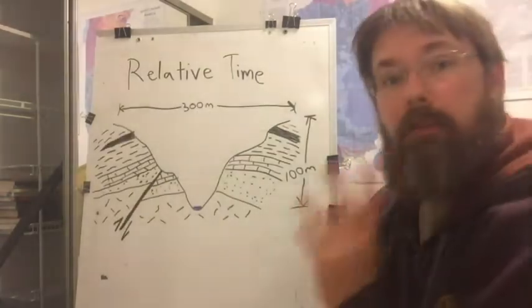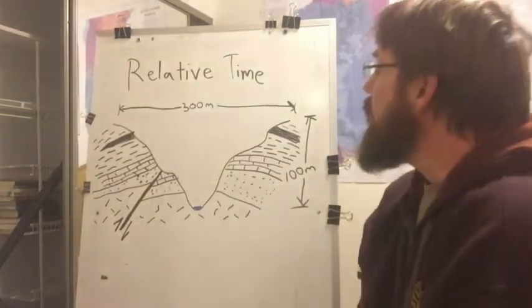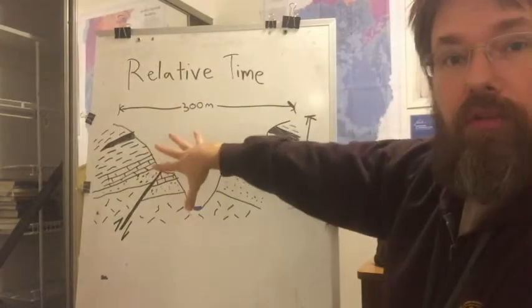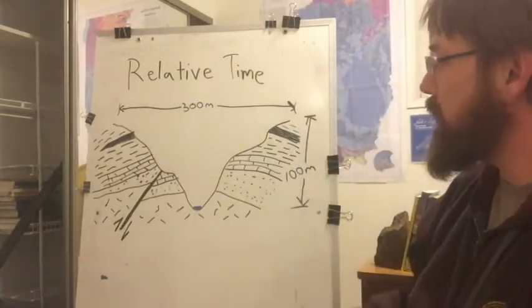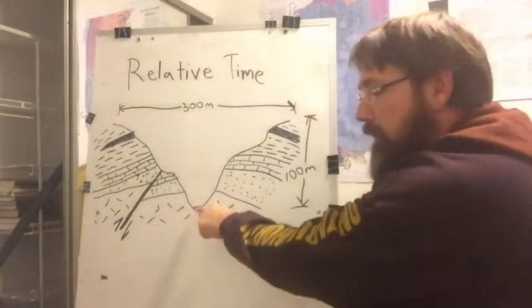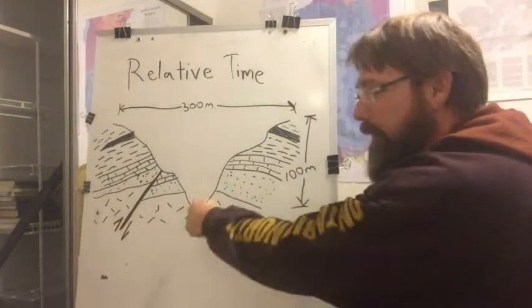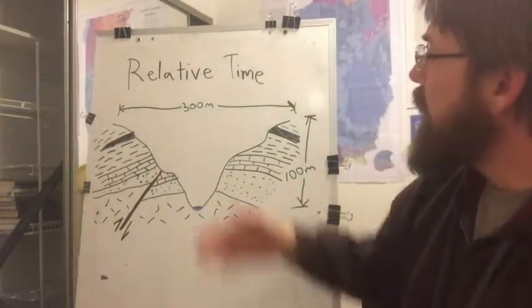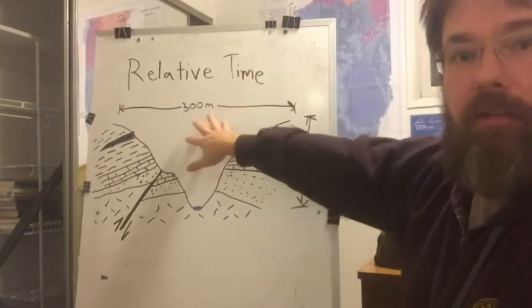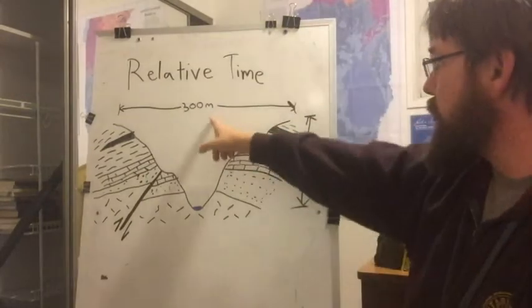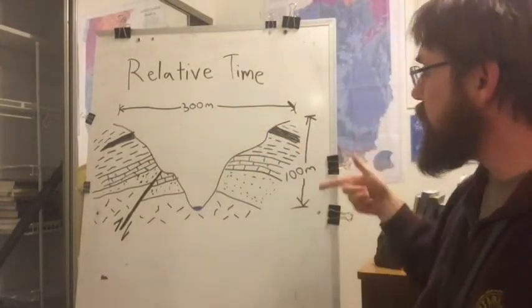All right, now I'm going to talk about the principle of lateral continuity. I just drew this quick diagram. This is a cross section. This would be a river valley. We'll just say this is my little river in the bottom here, flowing that way. And this is a V-shaped valley. I know this is not exactly to scale. These distances are here for a reason, though. 300 meters this way, 100 this way.